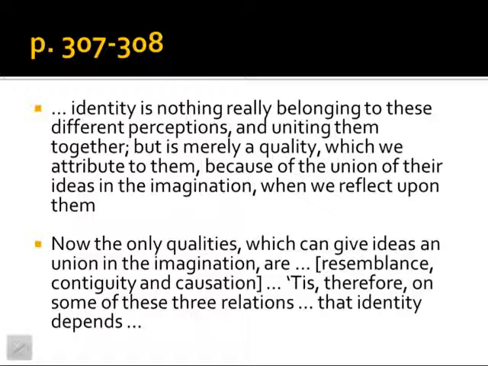So this is very much recapping things that he's already talked about. He's basically saying that identity is a construct that we come up with to unite these different things. It's something that our ideas, thinking and imagination do, and that we base this uniting quality on relations, in particular these 3 possible ones: resemblance, contiguity, or causation.